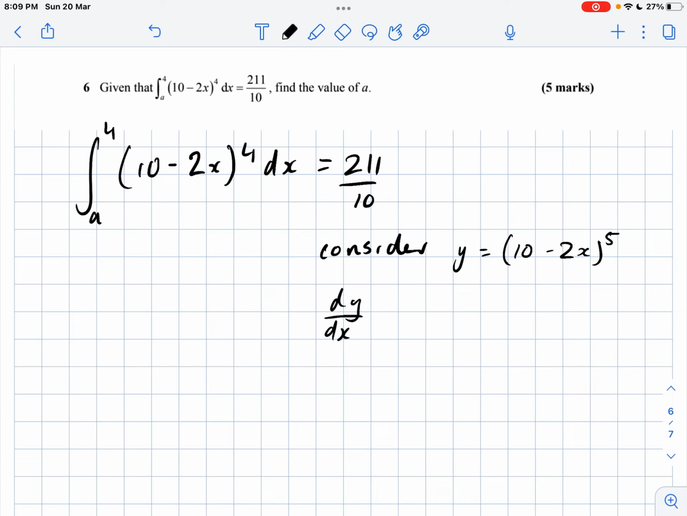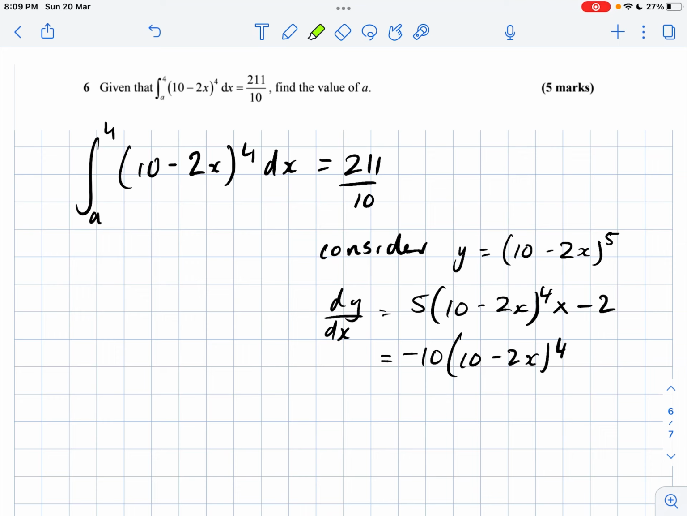So that will give me 5 lots of whatever is in the brackets, like that. That's using multiply by the power, decrease the power by 1, and then you need to times it by the derivative of what's inside the bracket. So in this case, the derivative of 10 minus 2x is minus 2. This gives me a final derivative of minus 10 lots of (10 minus 2x) to the 4.